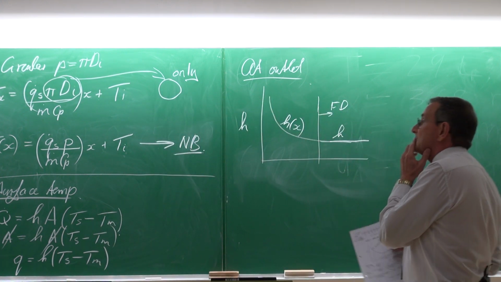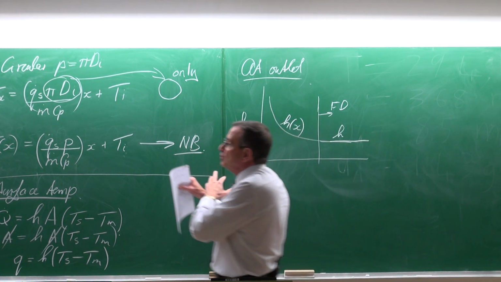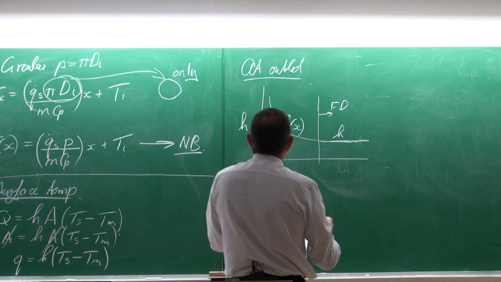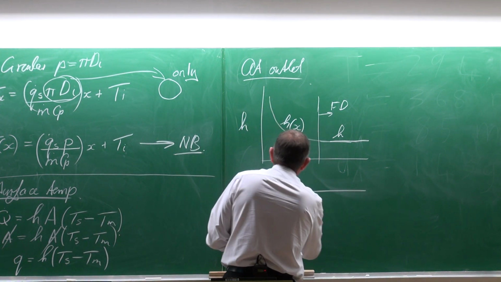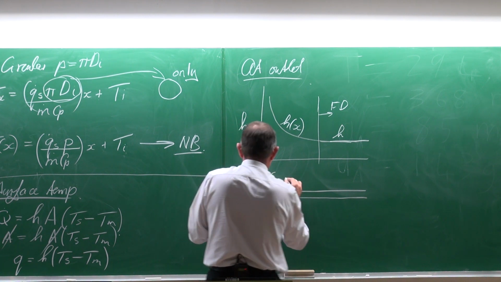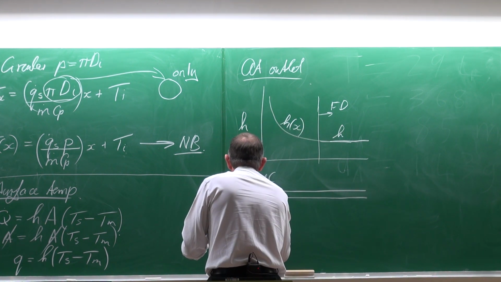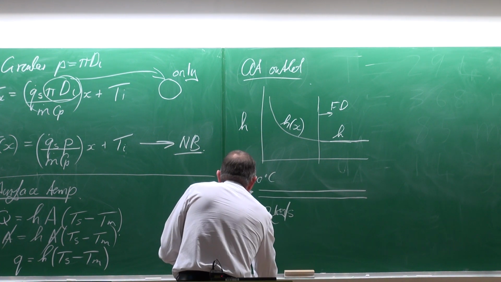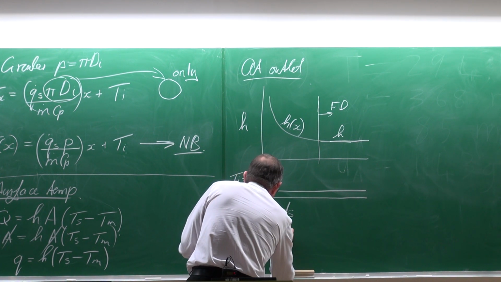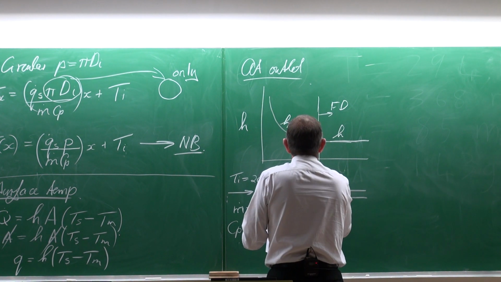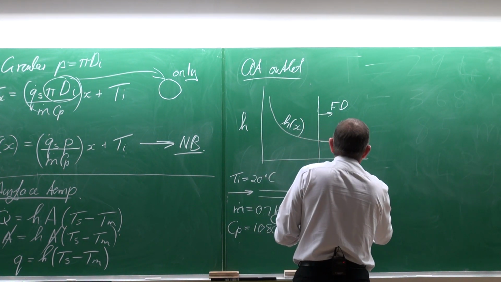So what I'm going to do, to make all this clear, is put an example into this problem so that we can see what typically happens with the fluid temperatures and the surface temperature. This example is a tube with an inlet temperature of 20, the mass flow rate is 0.7 kilograms per second, the Cp is equal to 1080 joules per kilogram Kelvin. The length of the tube is 5 meters, and the tube diameter is 10 millimeters.